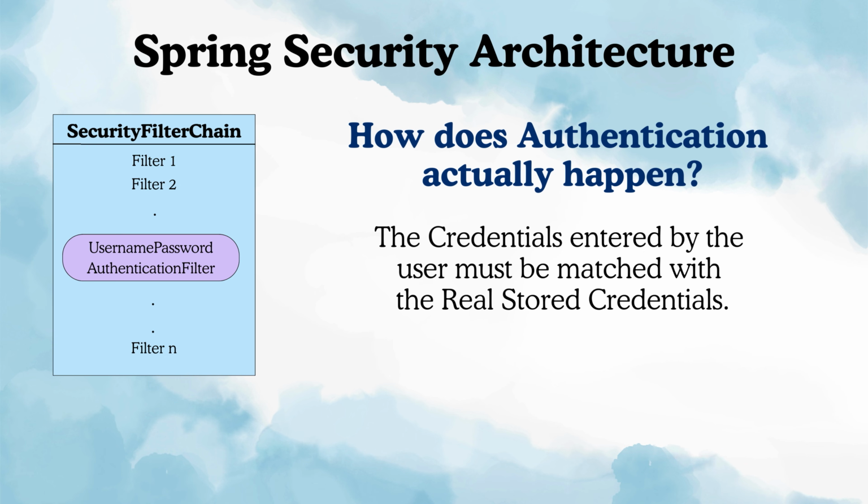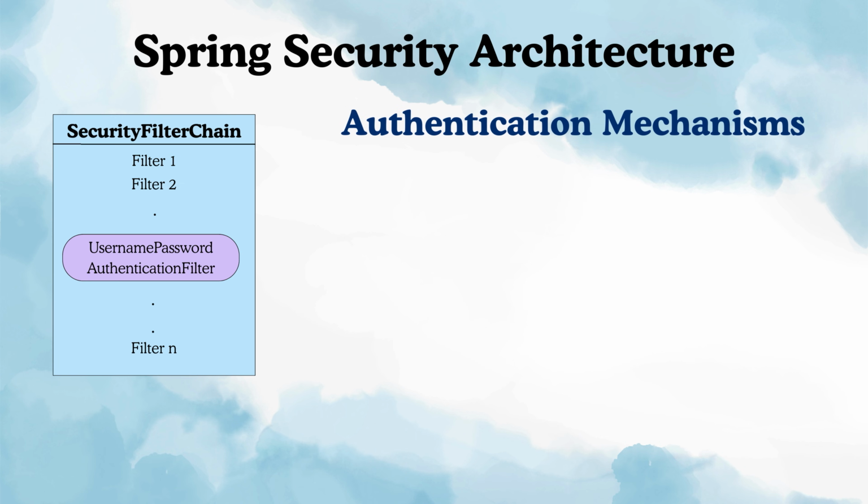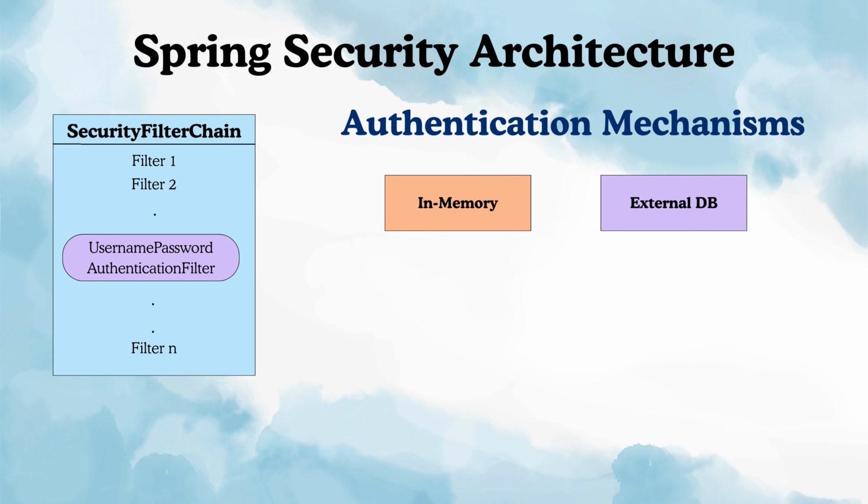Now where are the real credentials stored? That actually depends on the authentication mechanism. In our case, Spring Security generated some default credentials, so they were stored in memory. Later, we defined those credentials in the application.properties ourselves. There also, they were stored in memory. But there are other possibilities. Credentials might be stored in some external database, or there is OAuth 2 authentication, there is JWT based authentication. Each of these requires different authentication logic.